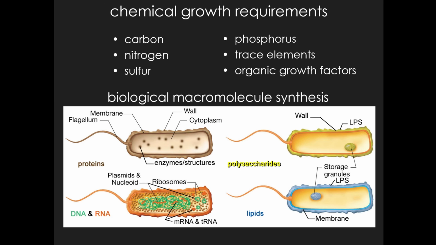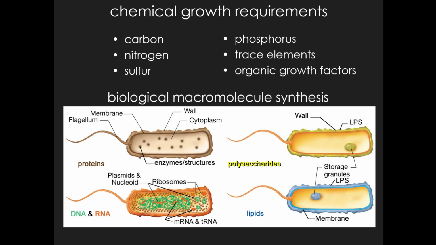Nucleic acids, of course, the DNA is found as part of the chromosome and the plasmids. RNA is found in the ribosomes, the messenger RNA and the tRNA. Polysaccharides are found in the glycan portion of the cell wall. They're found in the lipopolysaccharide outer membrane. And of course, storage granules are filled with polysaccharides as an energy source. Lipids are part of the lipopolysaccharide outer membrane. They're part of the phospholipid bilayer membrane. And of course, fats are used as a storage molecule as well.